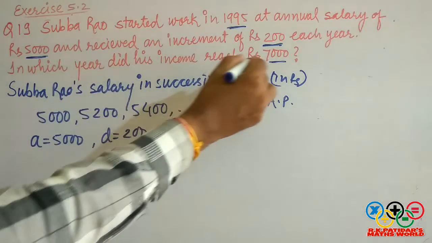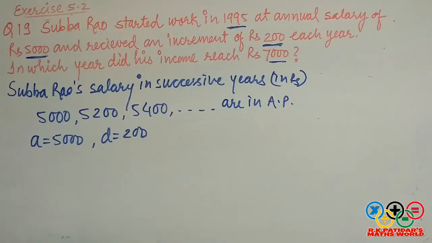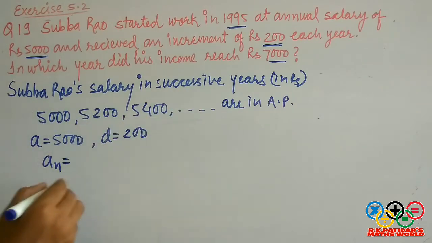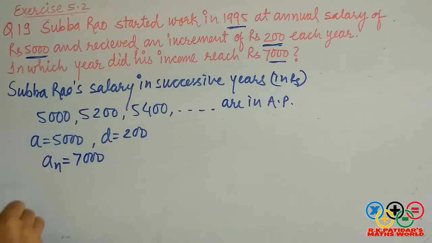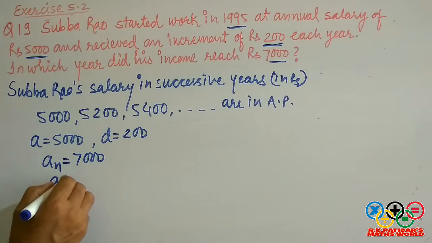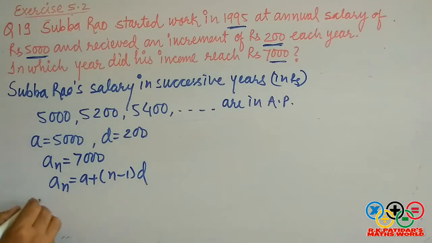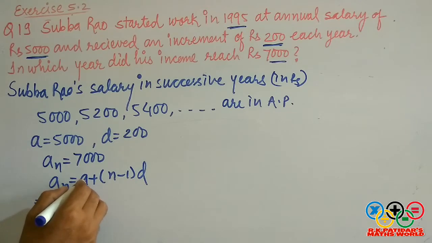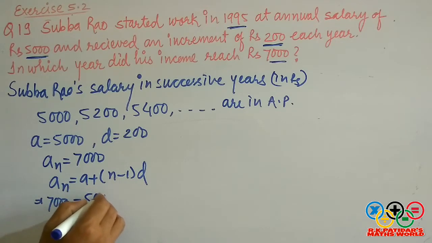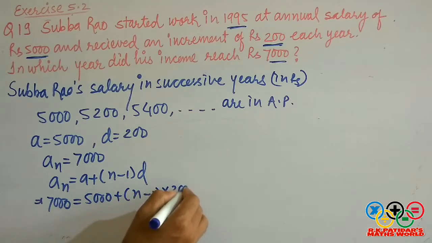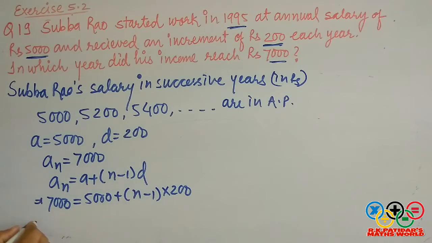Now, in which year will his salary be 7,000? So we assume that the nth term of this AP will be 7,000. We use the formula an is equal to a plus (n minus 1)d. The nth term is 7,000, is equal to a, where a is 5,000, plus (n minus 1) into d, where d is 200.